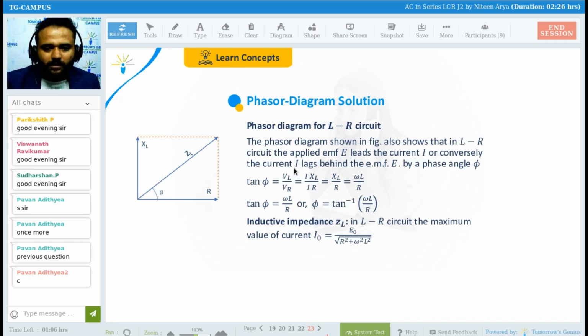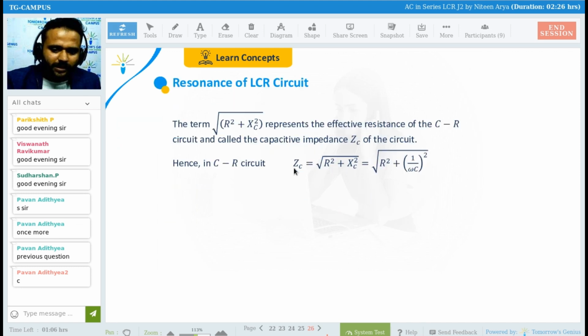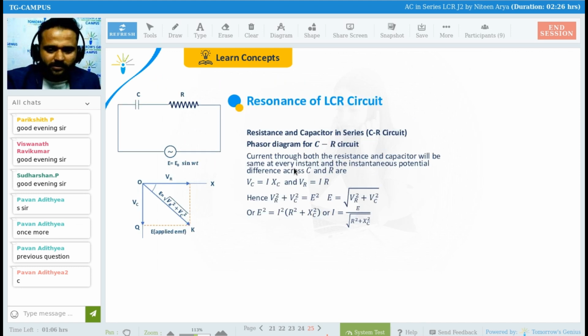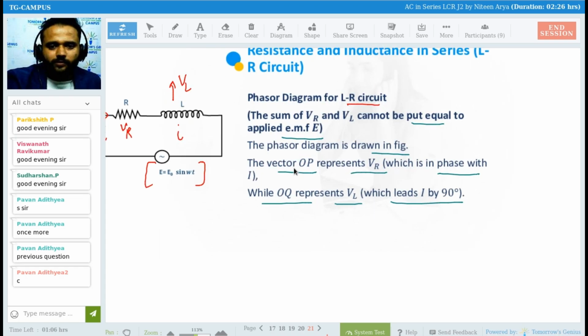This is LR circuit. This is your OP, and so this is your XL. Wait a minute. This diagram is they eaten up. Okay, what is this vector thing? Wait a minute, I'm going to explain you. I can draw the diagram for you guys here. Just a minute. See, this is your one thing, this is your another thing.